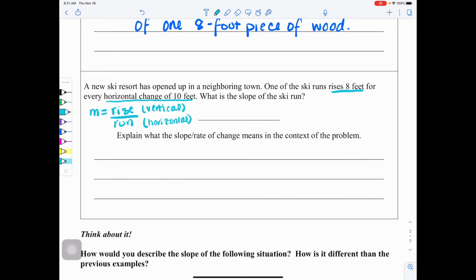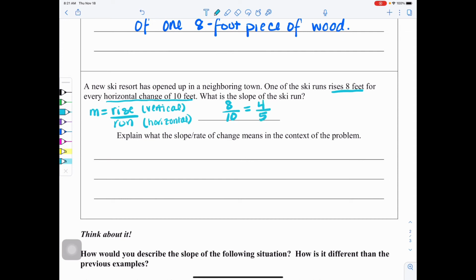So that means when they tell me it's rising 8 feet, that 8 should go on top of the fraction, and horizontal change means the run, so 10 should go on the bottom. So that's our slope or rate of change. At this particular time, this is not a fully reduced fraction, so I want to reduce it if possible. If I look at 8 and 10, I know that they're both even numbers, and therefore they can both be divided by 2. So I want to reduce it to simplest form, which makes this 4/5.